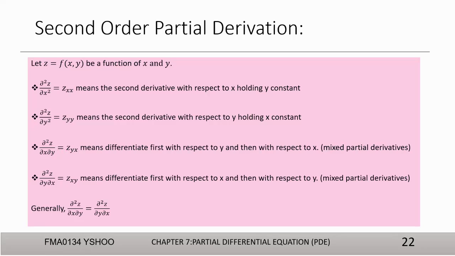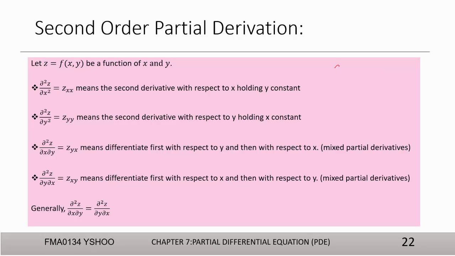Now this one is a bit different. When we have del x, del y, when you write it as y, because we are differentiating towards y first, and then we differentiate towards x. This one is differentiating towards x, then towards y. Why?